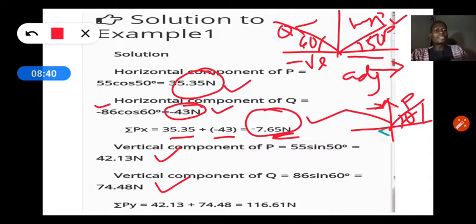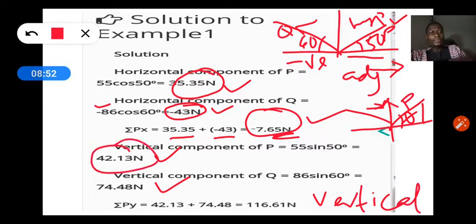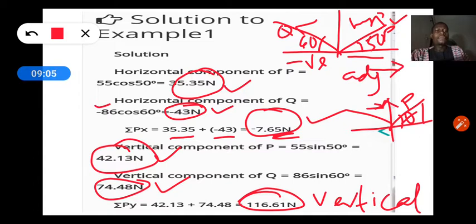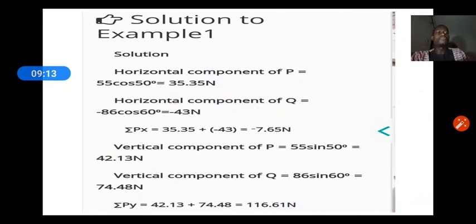So I'm going to add. So this summation Py represents vertical what? Vertical component. So I'm adding the two. I'm adding this value and also this value that I have here, and both of them give me 116.61 newtons. So this is the summation of my what? Summation of all my forces along the what? Y-axis. That's what we call the vertical component. Now let's move to the next slide and conclude the solution.